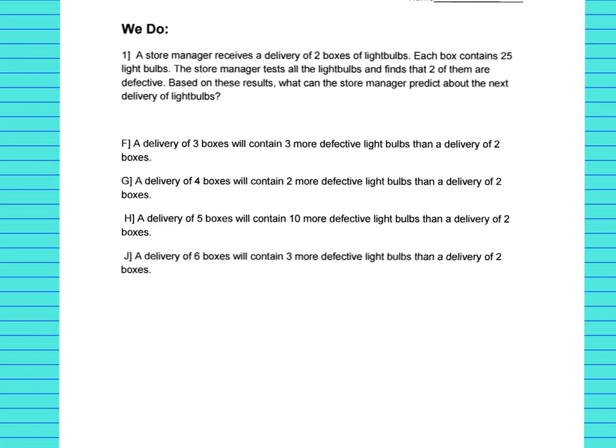All right, hopefully you found some success on that last problem that you just worked on your own. This particular problem says a store manager receives a daily delivery of 2 boxes of light bulbs. Each box contains 25 bulbs. The store manager tests all the light bulbs and finds that 2 of them are defective. Based on the results, what can the store manager predict to be the next delivery of light bulbs? So when we look at this particular problem, we know that he gets 2 boxes of light bulbs. Each box contains 25 light bulbs, and 2 of them are defective out of all of them. To help us organize this information and understand what it's saying, we are going to make ourselves a table.